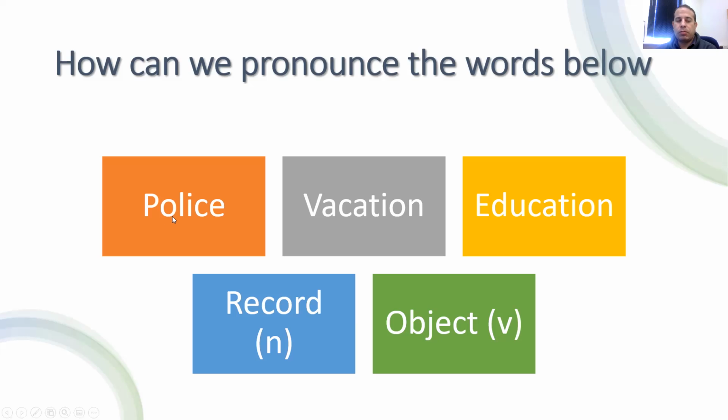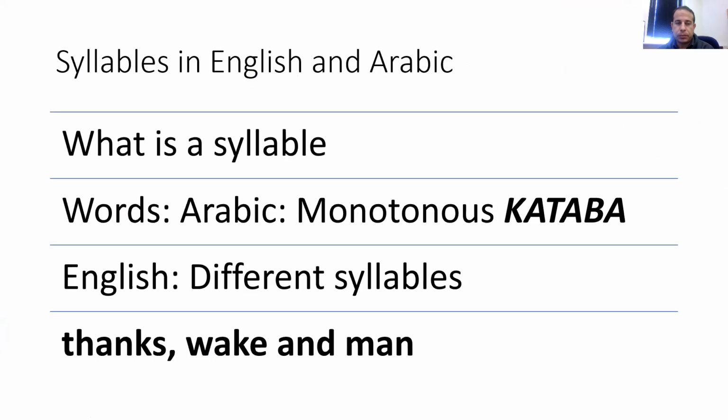Okay, so the pronunciation of the first word is police. The second one is vacation. The third one is education. Next one is record. The last one is object.